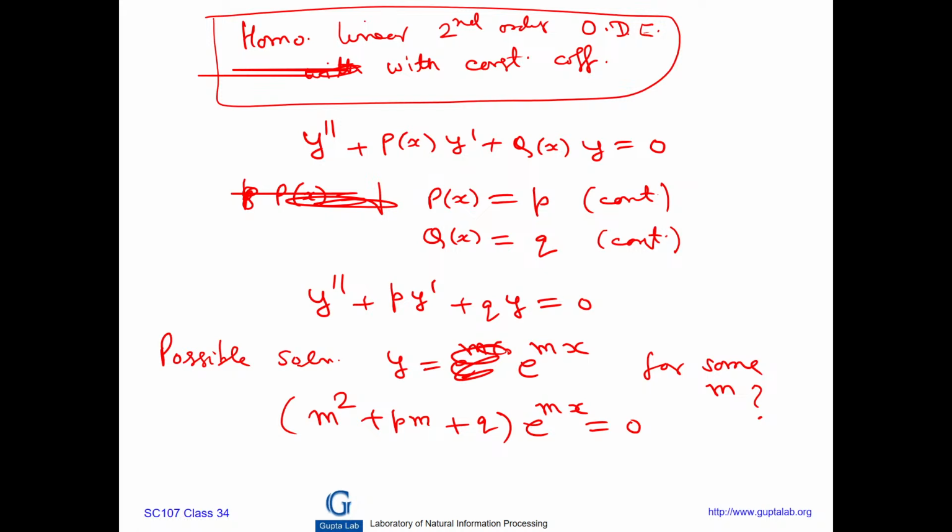Because if we differentiate it twice, m square will come as a term, if we differentiate once, m will come, and then the whole thing will be out, right. Now exponential is never zero, so the left hand side is 0, so essentially we are getting e raised to power mx is never 0. This implies that we are getting m square plus pm plus q is equal to 0. So this is known as the auxiliary equation.